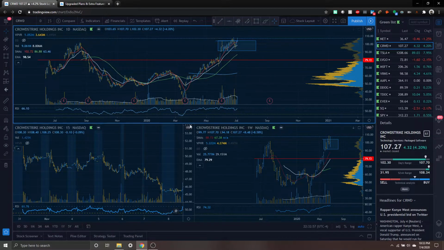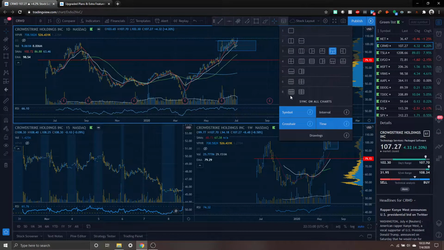The other thing is you can change this layout. This is something you can go in here and change based on how you like it. This is the way I've set it.